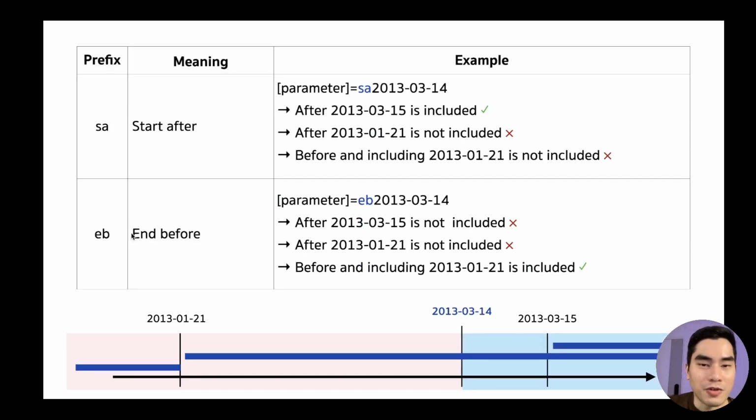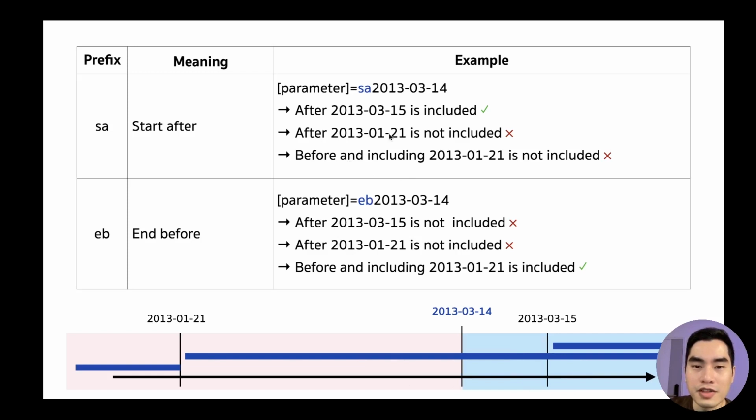Start after and end before. I never use these as well, but they are from the spec and I want you to understand them. This is the timeline, and this is the 21st of January. This is the 15th. This one is the date that they focus on. I represent start after with the blue box and end before with the pink box. This is the timeline. After 15th of March is included because it's in the blue box. After 21st of January is not included because it has some part that is not in the blue box.